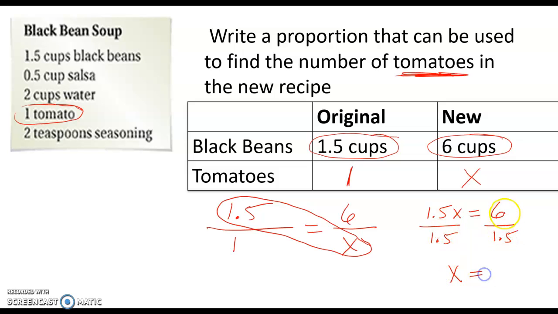So 6 divided by 1.5 is 4. So we would need 4 tomatoes in the new recipe.